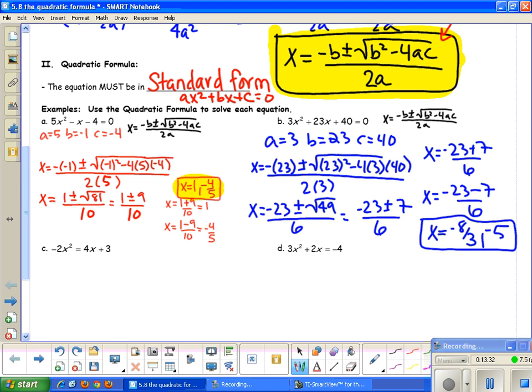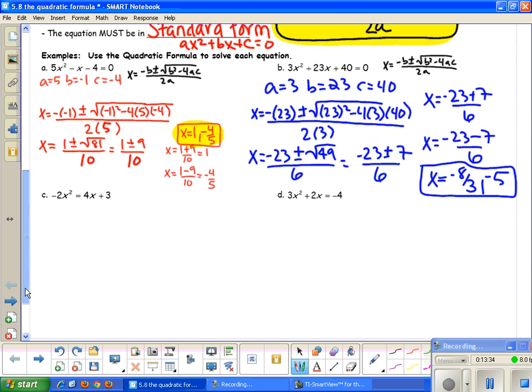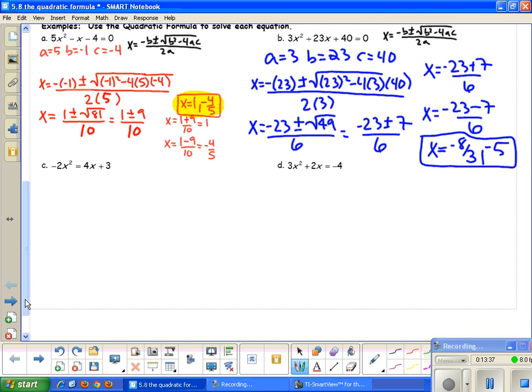Now, if we look at this next one for C here, the first problem I have is that it's not in standard form, so I want to put it in standard form. I can take everything to the negative 2x squared side, or I can take the negative 2x squared to the other side. I usually like working with positive quadratic terms, so I'm going to add the 2x squared to the other side. So I would get 2x squared plus 4x plus 3 is equal to 0.